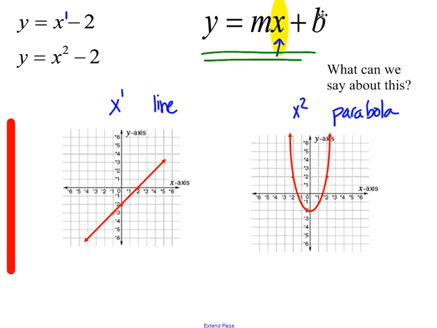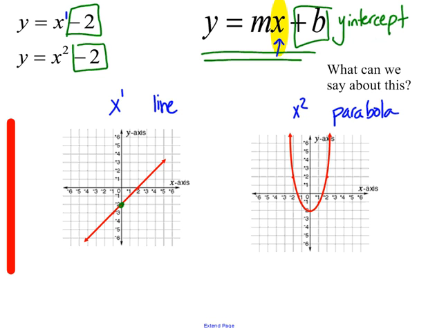Second thing to notice, we have this part here. This represents the y-intercept. We know the y-intercept is where the graph crosses the y-axis. So if we go up here to where our line was, we'd say that our y-intercept was -2. And there it is. The same is true for y equals x squared minus 2. We have that right there at -2. So that y-intercept also plays a part.